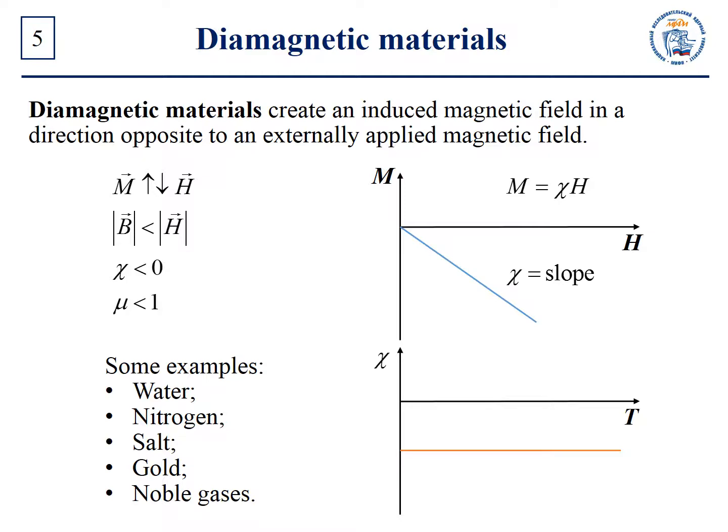Diamagnetic materials create an induced magnetic field in a direction opposite to an externally applied magnetic field, and are repelled by the applied magnetic field. In other words, magnetic field in the sample is weakened. When exposed to a field, a negative magnetization is produced, and thus the susceptibility is negative. Note that when the external field is 0, the magnetization is 0 as well. Another characteristic behavior of diamagnetic materials is that the magnetic susceptibility is temperature independent. Some well-known diamagnetic materials are water, nitrogen, salt, and so on.